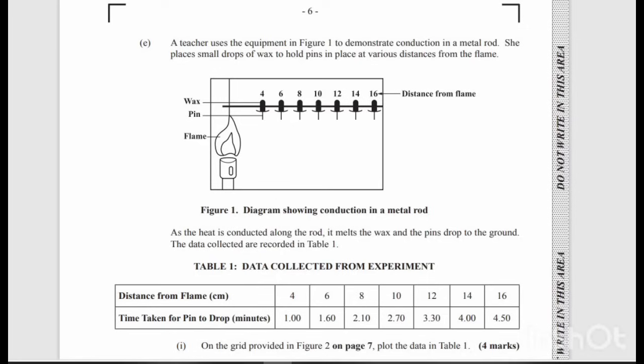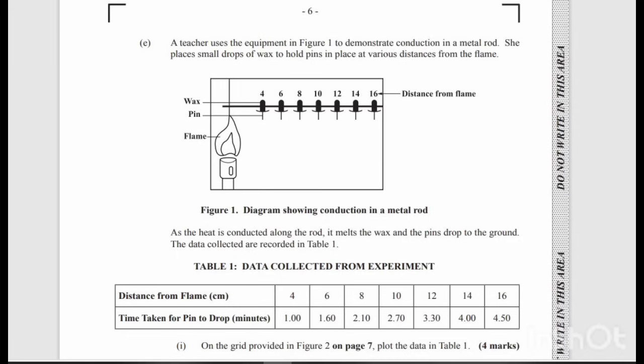Now, the next part of the question says, a teacher uses the experiment in figure 1 to demonstrate conduction in a metal rod. She places small drops of wax to hold pins in place at various distances from the flame. So it's showing us a diagram showing conduction in a metal rod. We have a flame, we have the metal rod, we have some pins fixed to the rod using wax at different distances along the rod. We have a pin at 4 centimeters, 6, 8, 10, 12, 14, and 16. And these are all distances away from the flame.